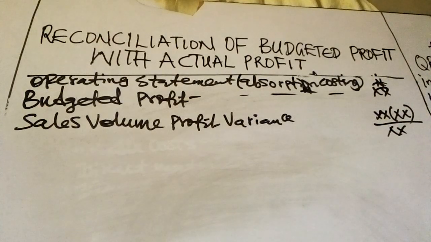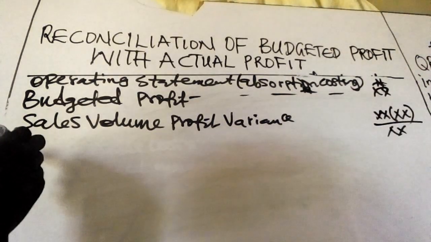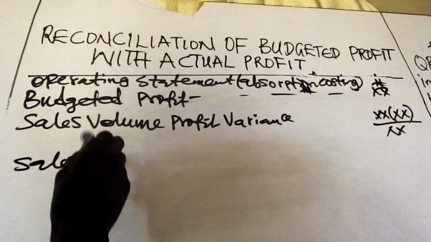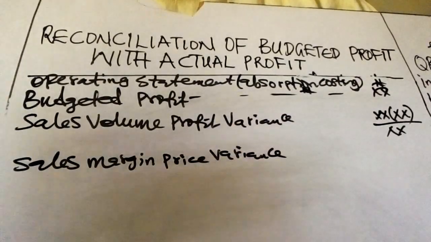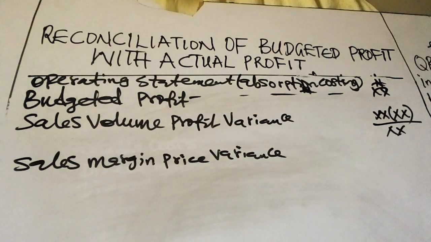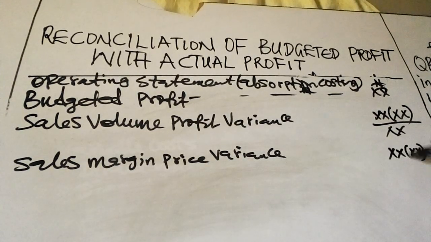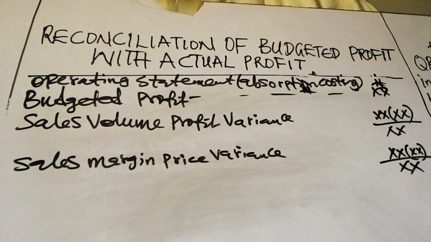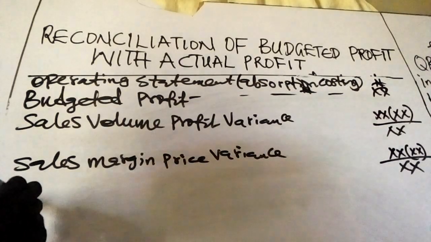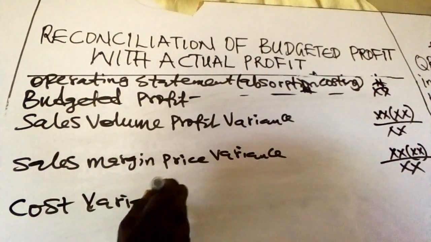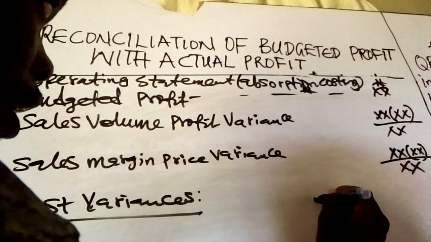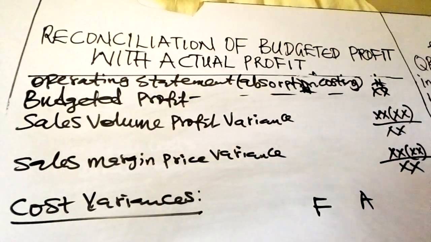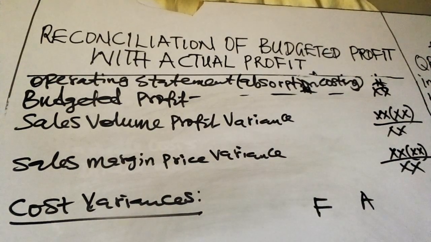Then, less your selling price variance, sales margin price variance. This can also be favorable or adverse. So after that, we now have our cost variances. Our cost variances, you are going to analyze into favorable variance or adverse variance.